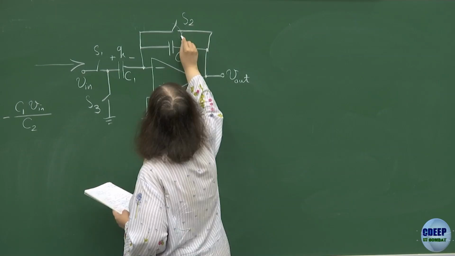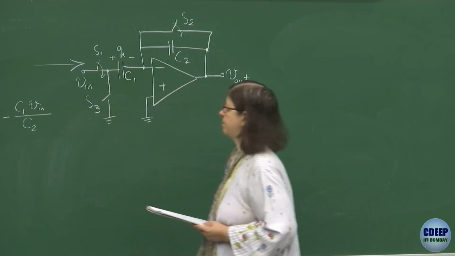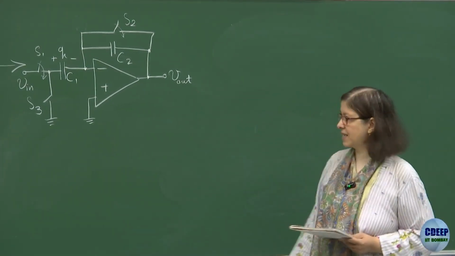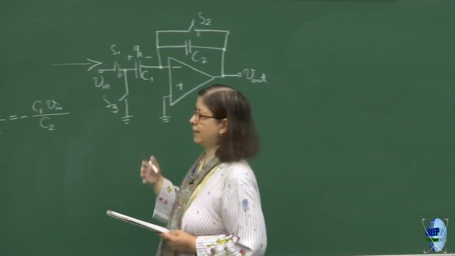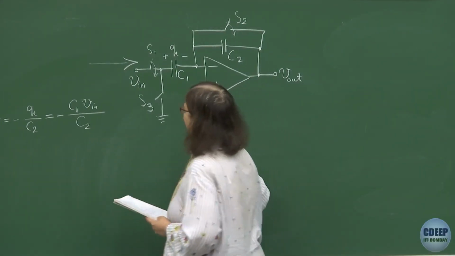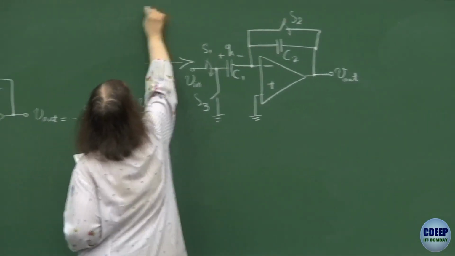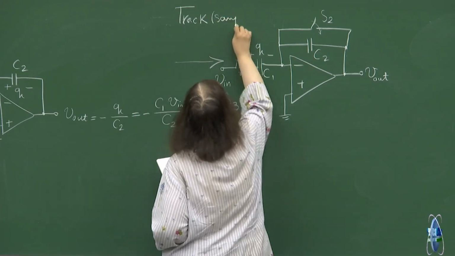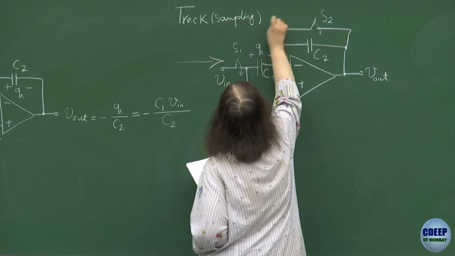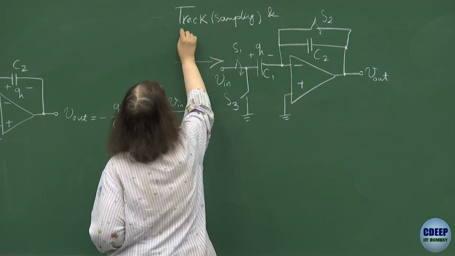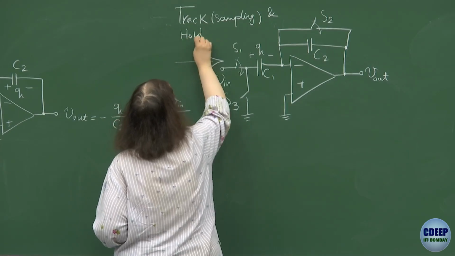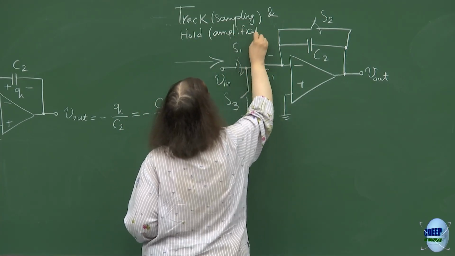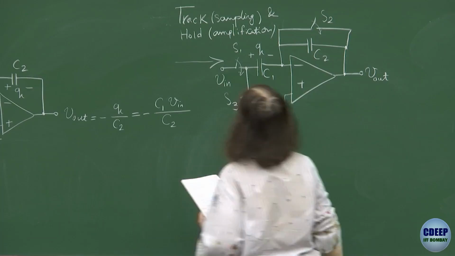Eventually switches S2 and S1 should be closed at the same time, and S3 is open. S3 is closed in the amplification phase. Instead of the track and hold phase for a unity gain buffer, here the hold phase is also amplification. So we have track, which is also called sampling, and hold, which is also with amplification. Now we see that amplification comes in the hold phase for a discrete time amplifier.